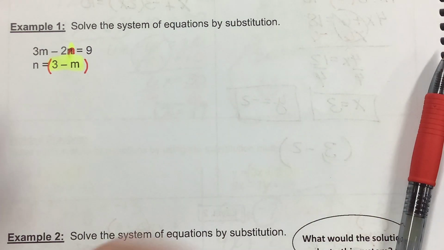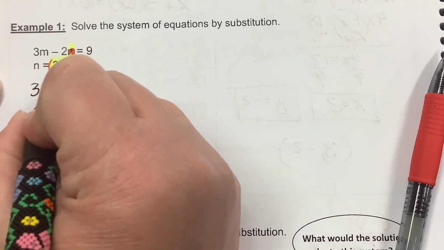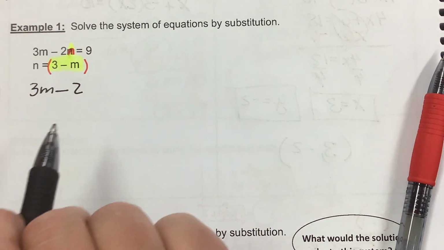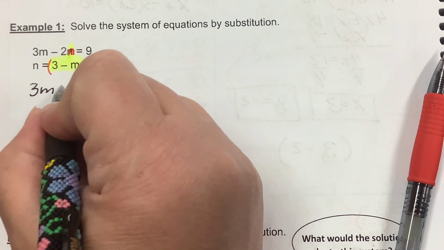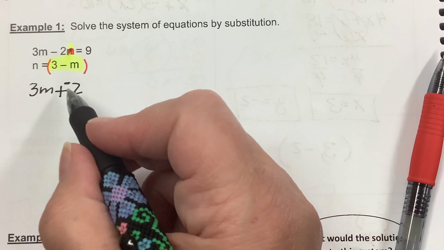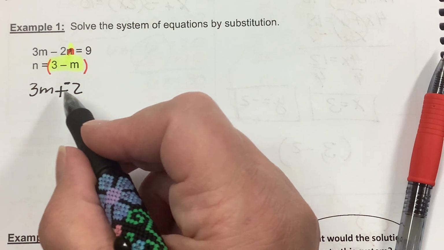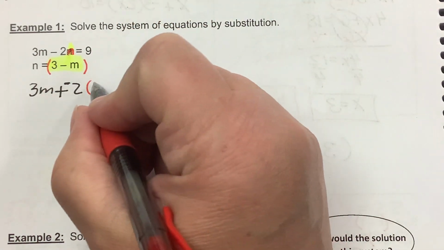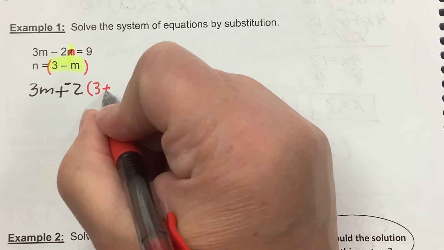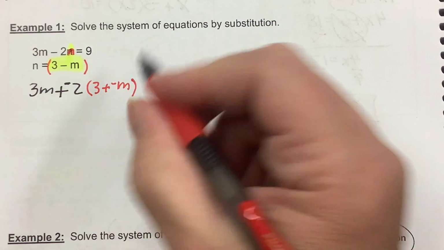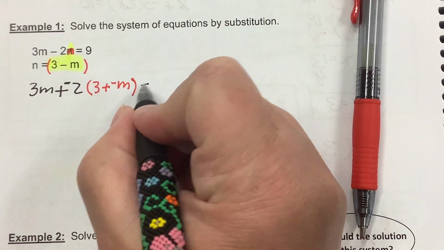So 3m doesn't change, minus 2. That's going to change. Remember, minus is the same as plus a negative, because I'm going to be distributing the 2, and there's a minus sign in front of it. It really means I'm distributing negative 2. Now what am I going to distribute it to? Where the n was, I replaced it with 3 plus negative m. Remember, minuses become plus a negative for distribution purposes.